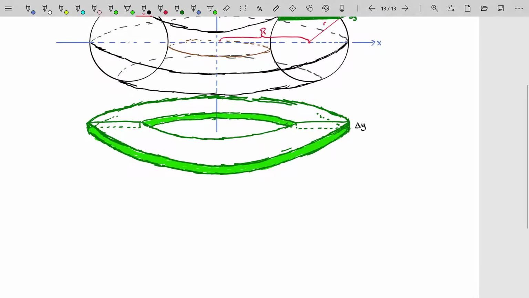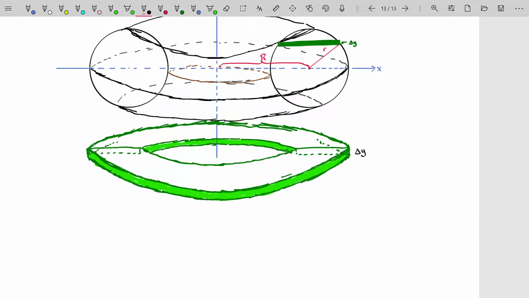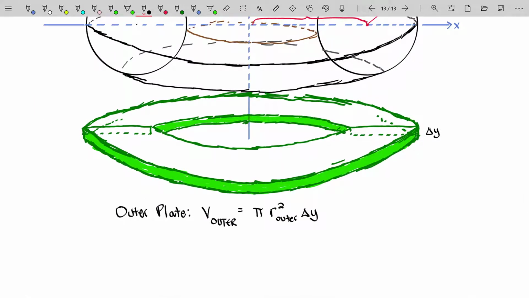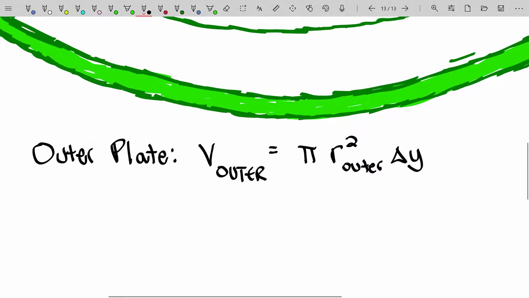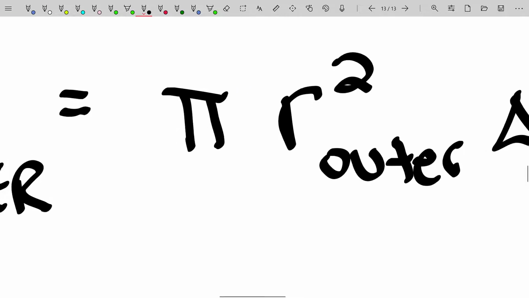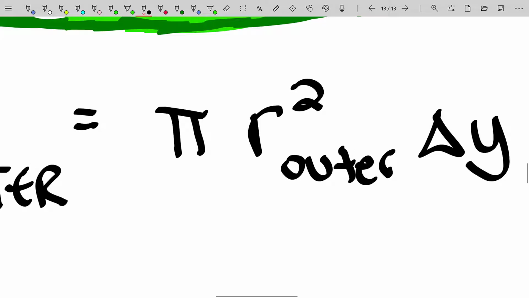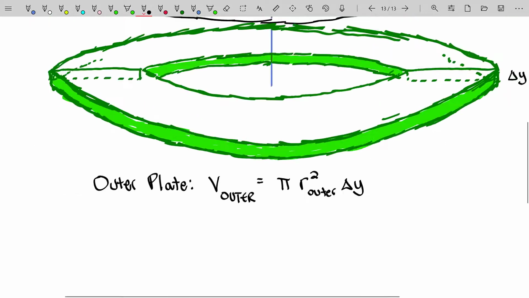Now, conceptually, it should be pretty easy to understand how this is going to work. We have a plate which has an area of pi r squared and a thickness of delta y. And if you're one of my students, you know the formulas that I use are very language driven. So in other words, that outer plate, the big plate without the hole in it. So just imagine you had a plate here without a hole drilled out of it. That outer plate would have volume of surface area, which is pi r squared, pi times the radius of the outer plate squared, times its thickness, delta y. So that would be the volume of the outer plate.